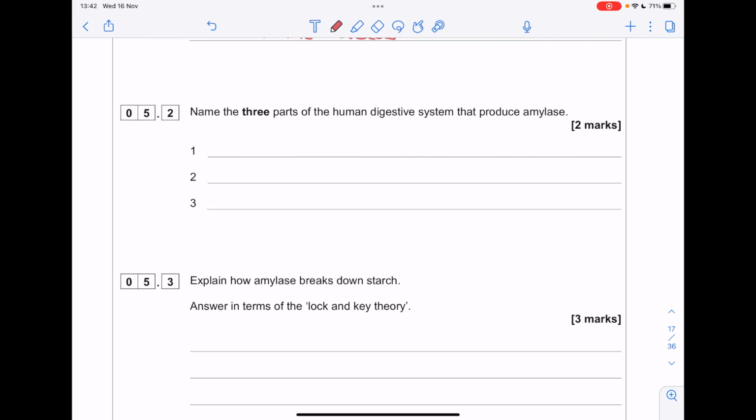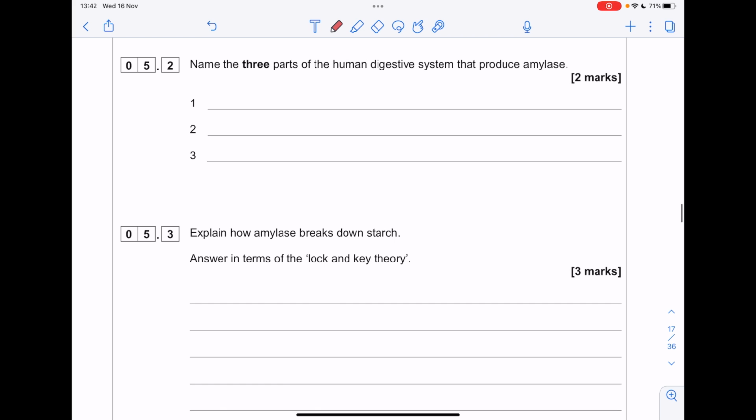So this is really checking that you understand that enzymes are made out of protein and therefore made out of amino acids. Name 3 parts of the human digestive system that produce amylase. That is the salivary glands, pancreas, and the small intestine.